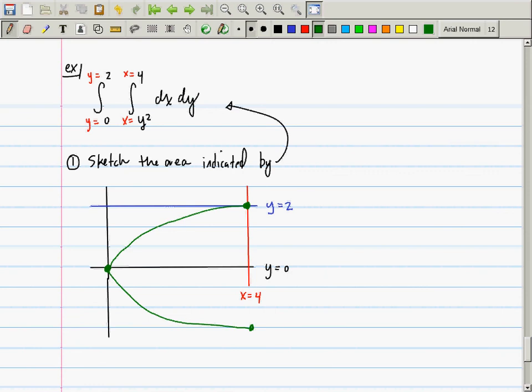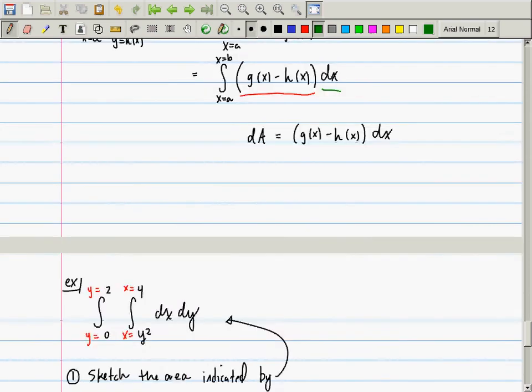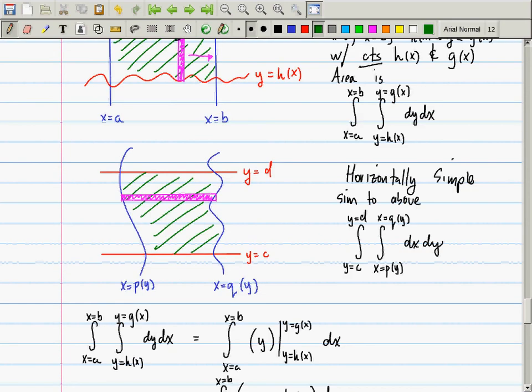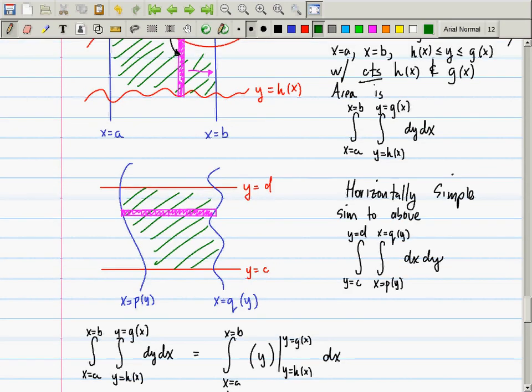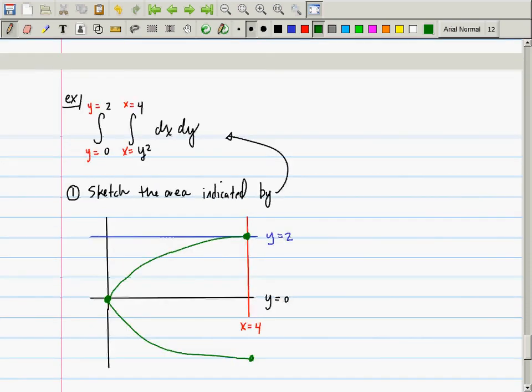Okay, so which one is it? Horizontally simple or vertically simple? So let's take a look. We're doing dx dy. Which one is dx dy? Horizontally simple, right? So what kind of rectangles are we fitting in here? Horizontal rectangles. Because we're using dx dy, this is telling us that we're doing this horizontally. Okay, so we're doing it horizontally.